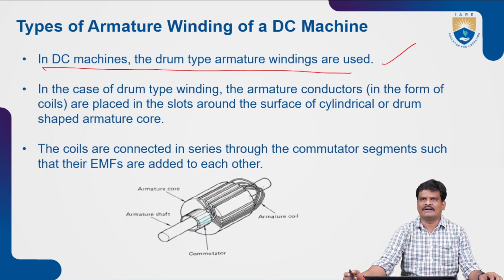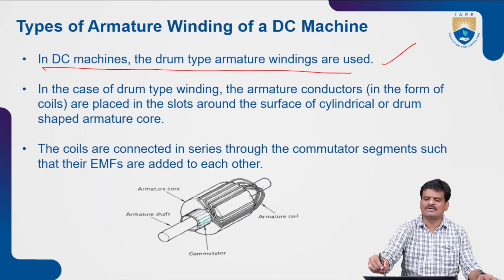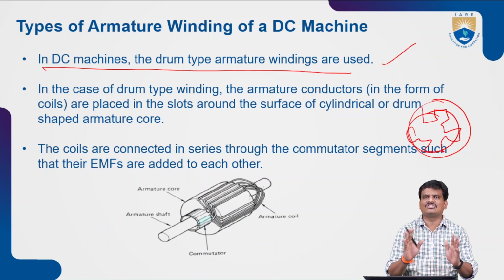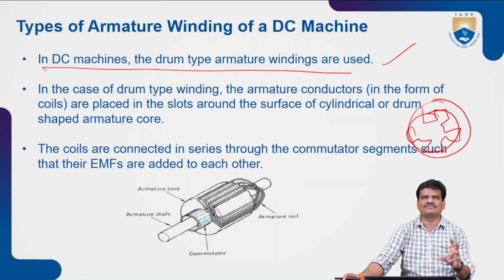The main specialty of a drum type winding is that the armature conductors are placed in the slots around the surface of a cylindrical or drum shaped armature core. Suppose this is the shape of an armature core, and the armature conductors carrying current are placed in such a way that they form the shape of a cylinder, or a drum shaped armature core.